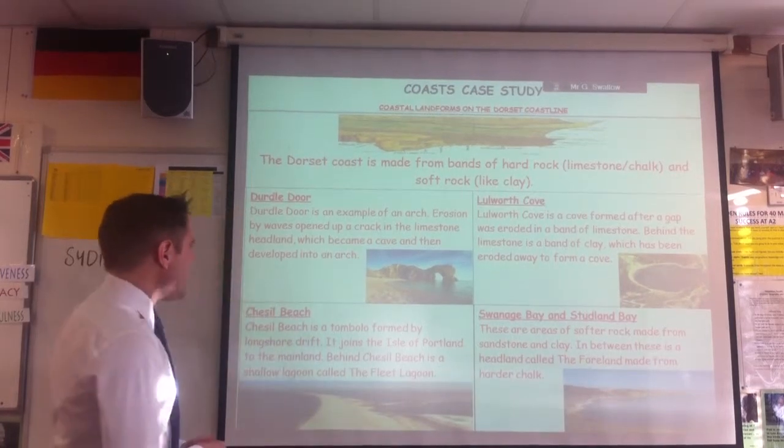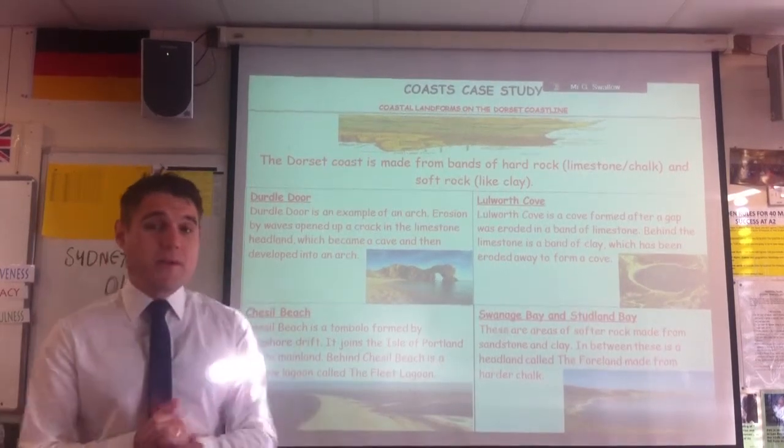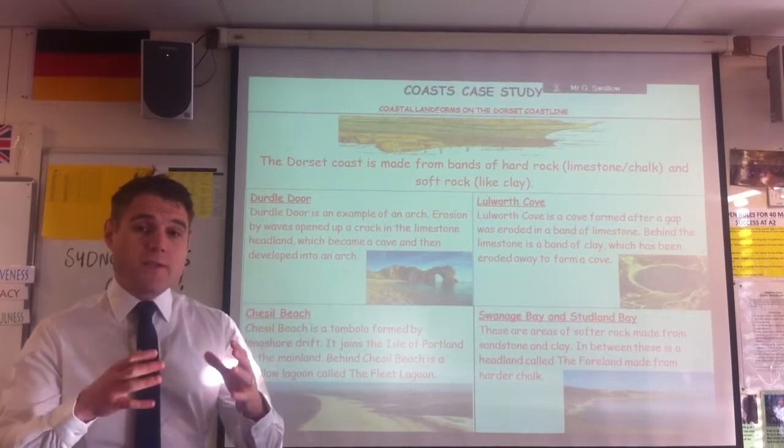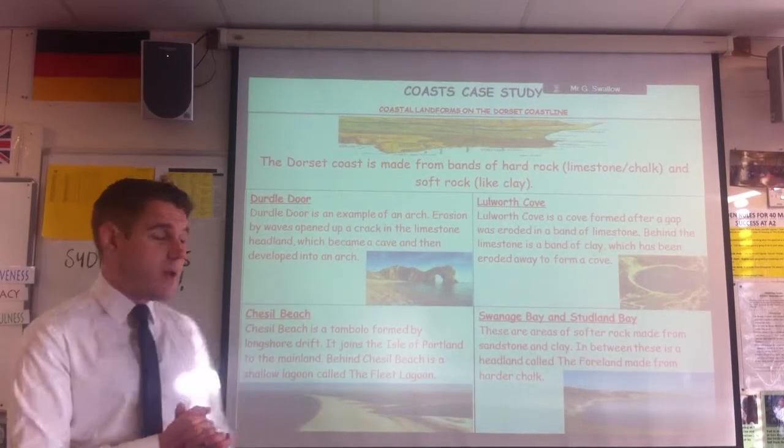Definitely Wilkesy. Okay. Durdle Door is a crack in the limestone headland caused by erosion, which over time turns into a cave and eventually into an arch.